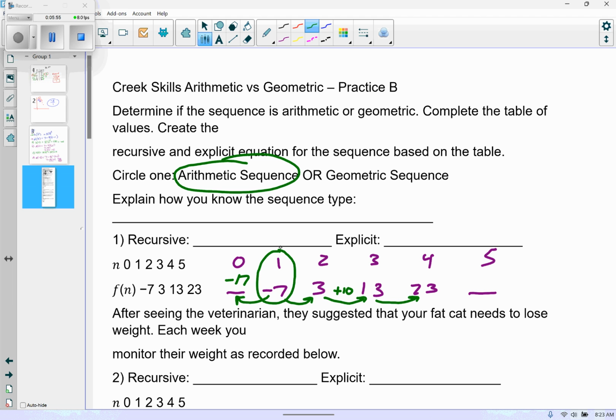Okay, so our explicit is going to be next plus 10, something like that. Our recursive, we're going to use f at n. The reason I'm using f at n is because of this. Remember, as long as this is a 1, this is going to be my first term, and then I'm also going to use that I'm adding 10. So it's going to be 10n. The reason it's n is because that's my letter I'm using. And then -7. That's our recursive function.